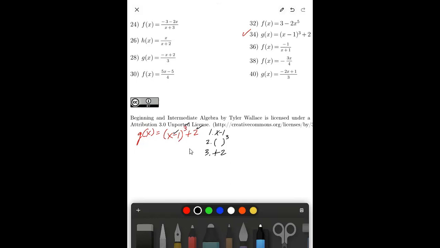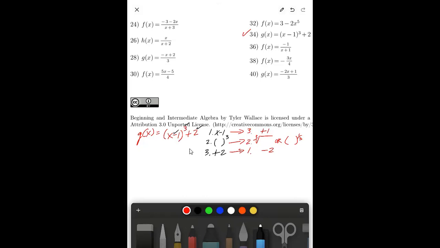All right, so now I'm going to do the inverse. The inverse of adding 2 is subtracting 2. The inverse of raising something to the third power is taking the third root or raising it to the 1/3 power. Either one of these will work. And then the final thing that I'm going to do is add 1. I'm going to do this operation first, this operation second, and this operation third.